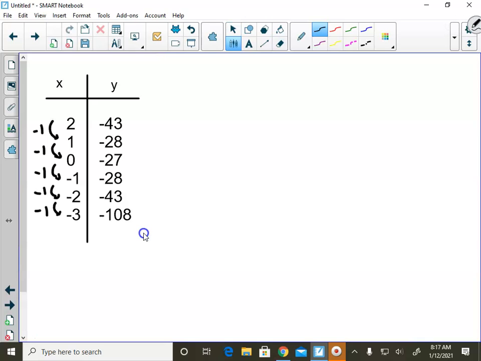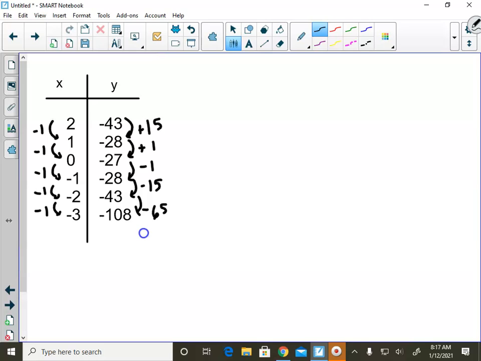Okay, so let's see what happens in the y column now. Going from -43 to -28, that would be adding 15. This would be adding 1. This would be subtracting 1. Subtracting 15. This would be subtracting 65. Okay, so again, we can see clearly it's not linear, right? If it was linear, that column would have the same difference all the time.